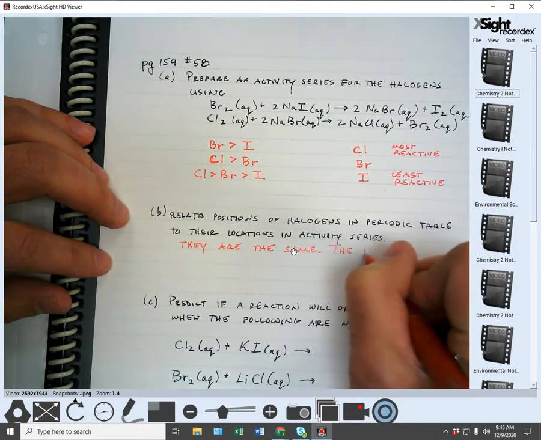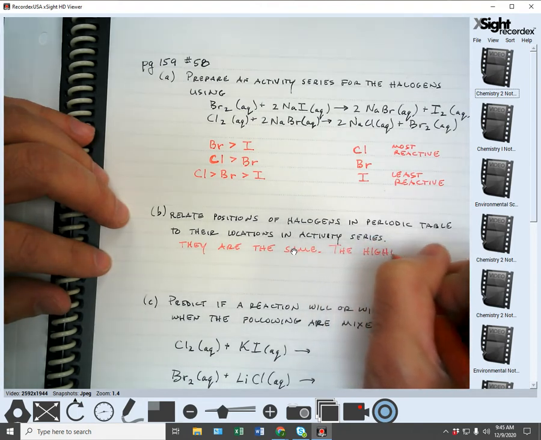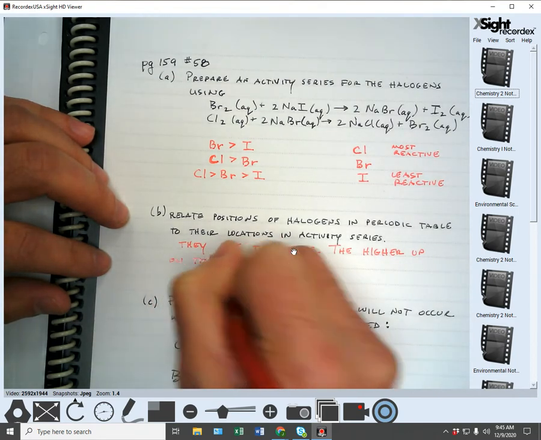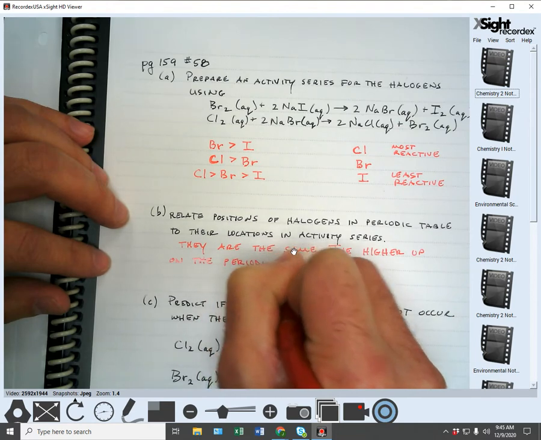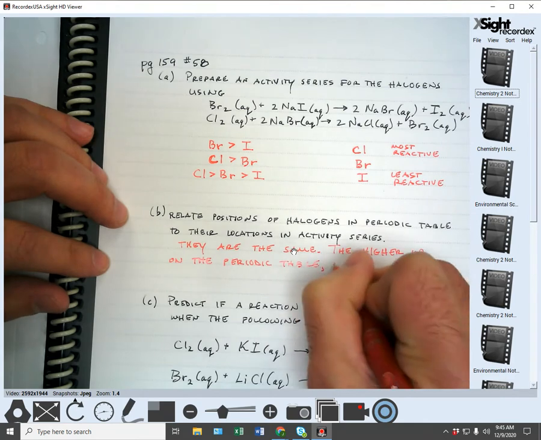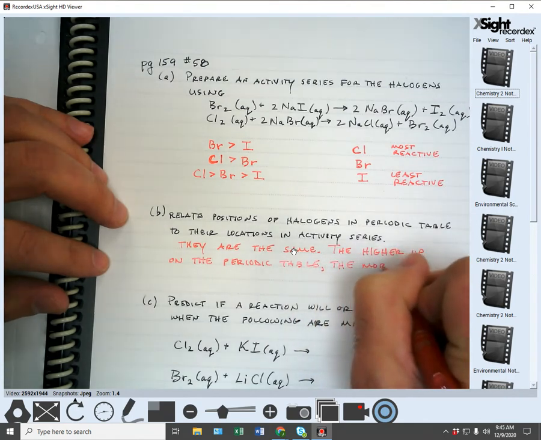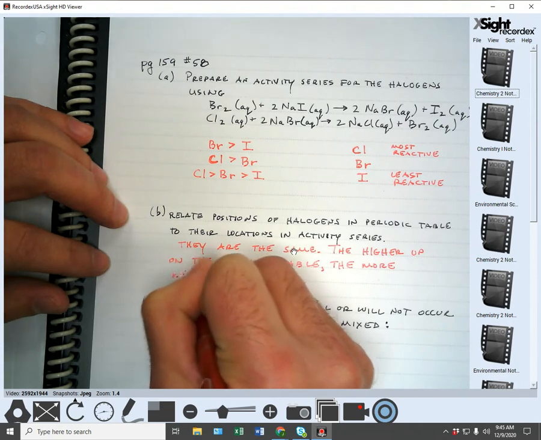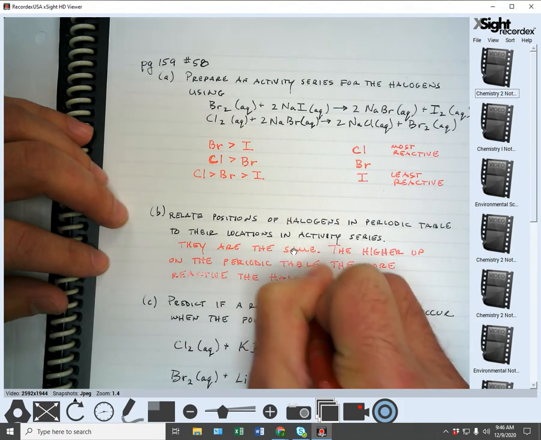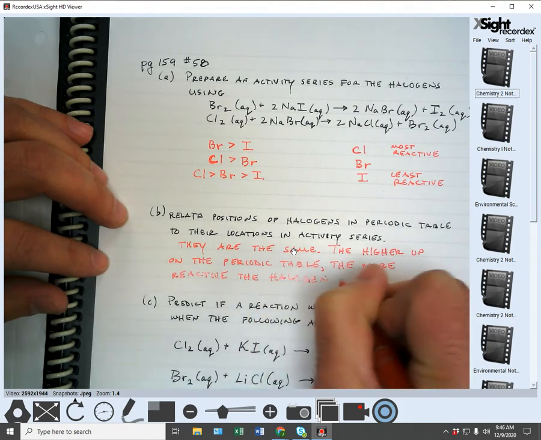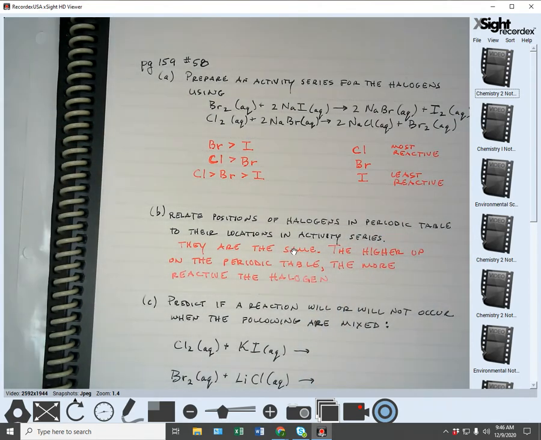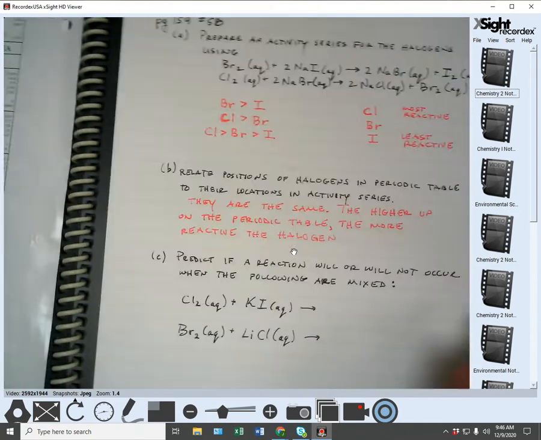The higher up on the periodic table, the more reactive the halogen. The higher up in the periodic table, the more reactive the halogen. There we go.